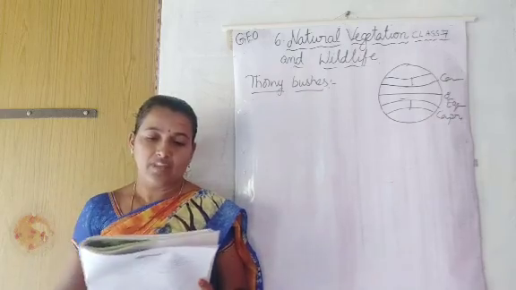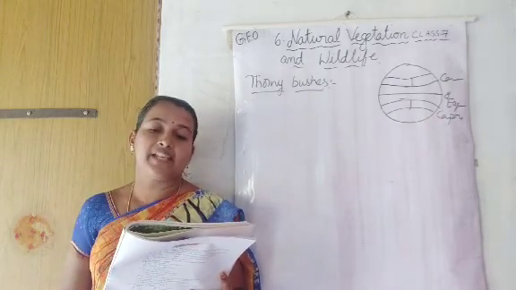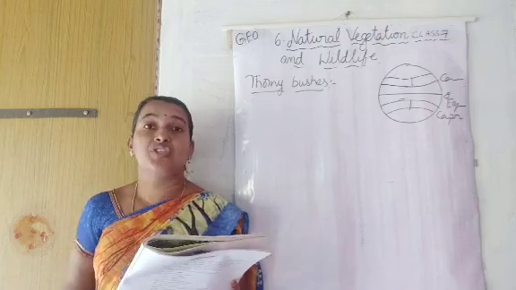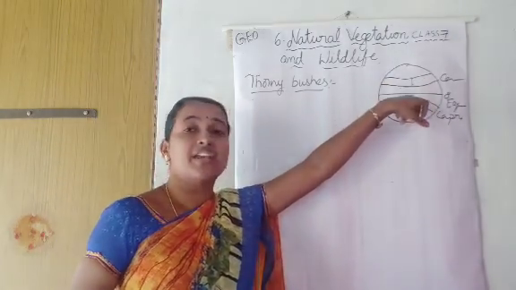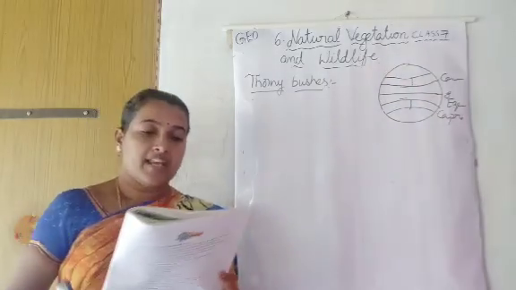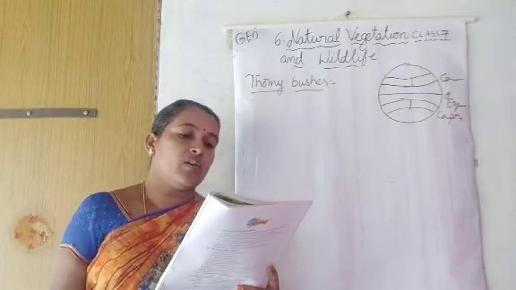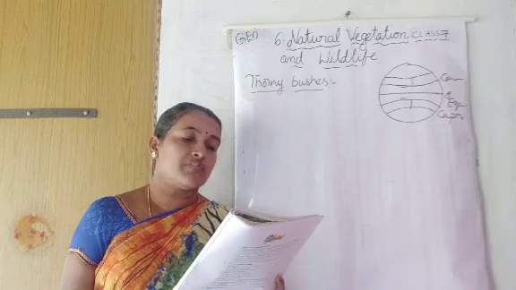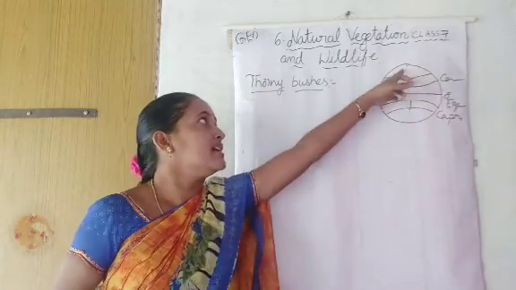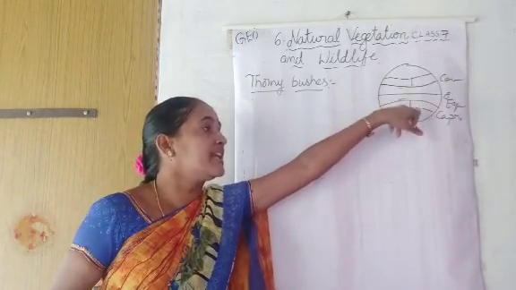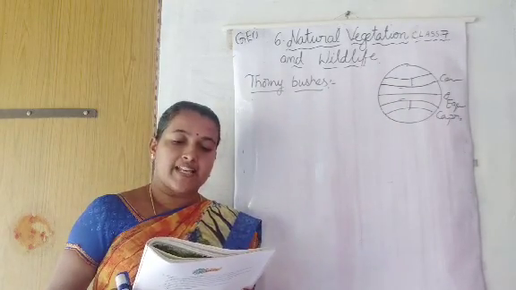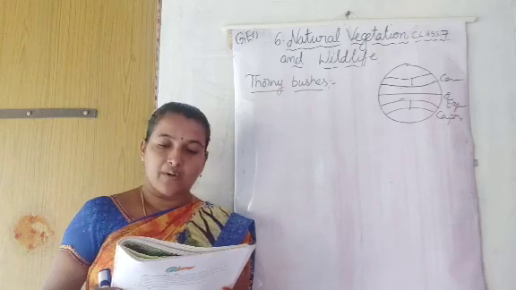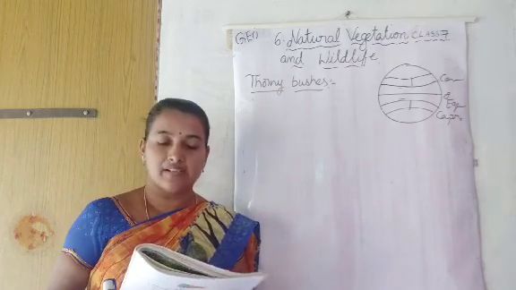Okay. If you reach the polar region, you will find the place extremely cold. If you go to polar regions, the temperature is extremely cold. The growth of natural vegetation is very limited here, very less. Only mosses, lichens and very small shrubs are found here.